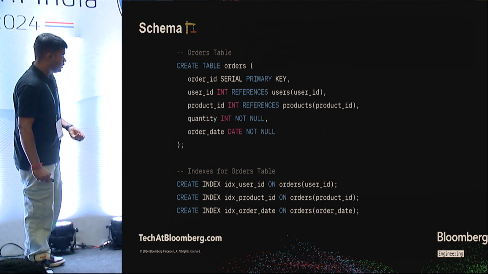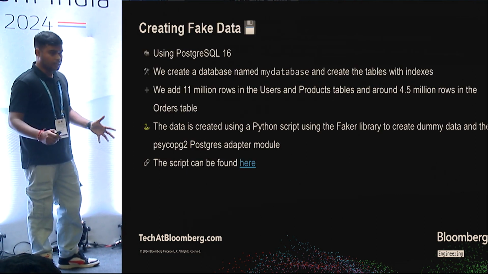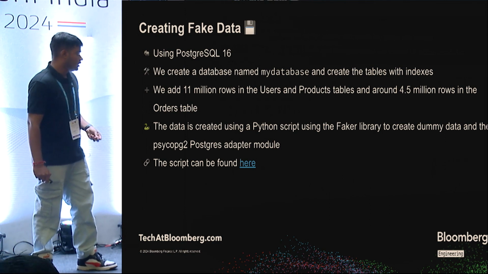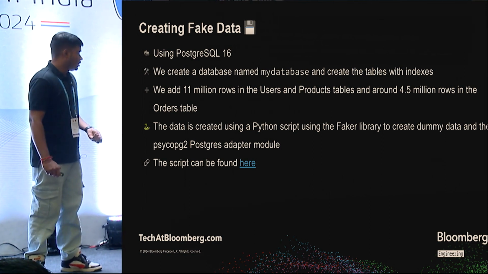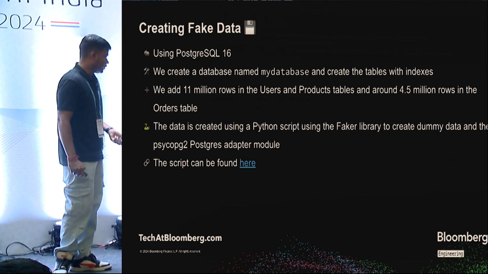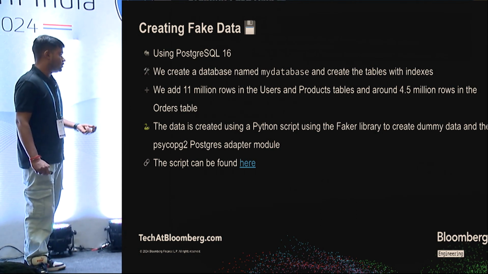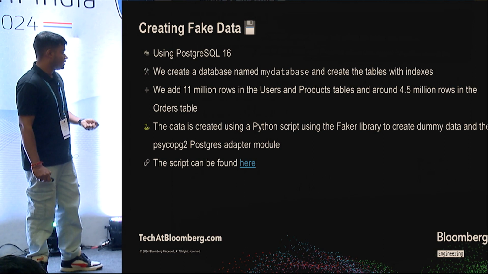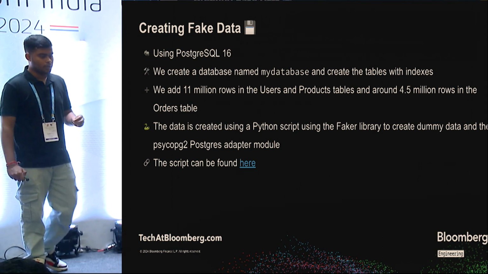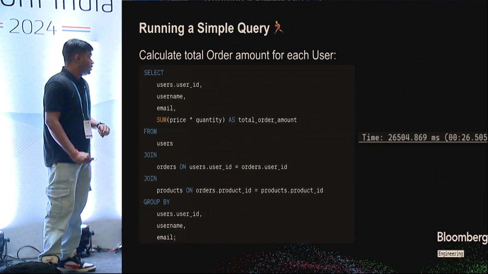we have set up indexes on our tables. Since we want a large dataset so that we can optimize our query, I have used the Faker library of Python in a script whose link I have attached in the PPT. You can find it later after you get the PPT slides, and I used the psycopg2 Postgres adapter in order to add the data to our Postgres database. We have added 11 million rows in the user table, 11 million rows in the product table, and 4.5 million rows in the order table.